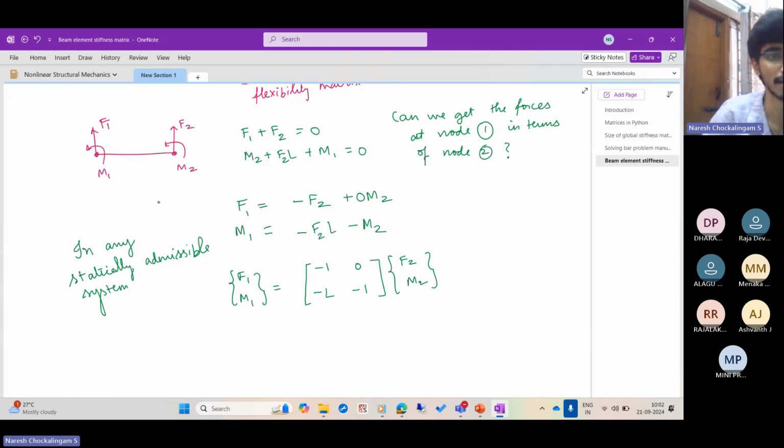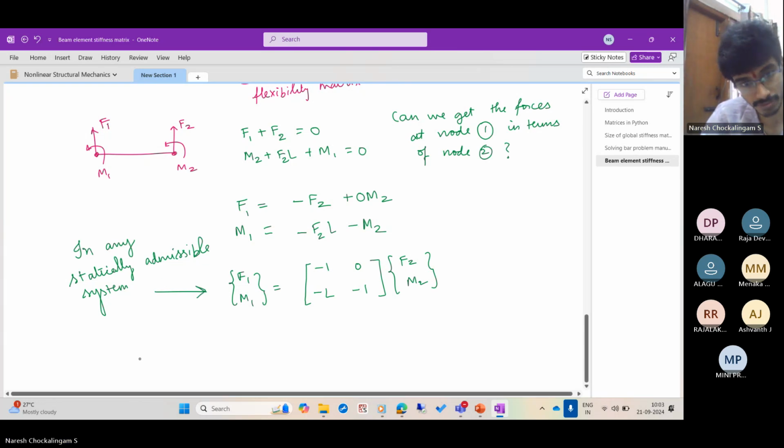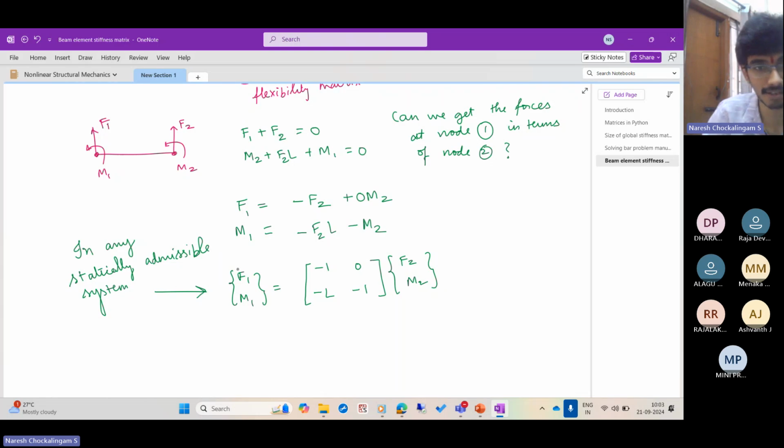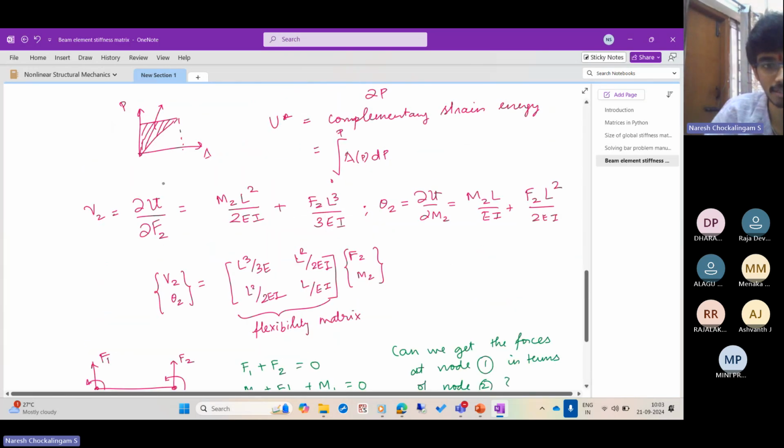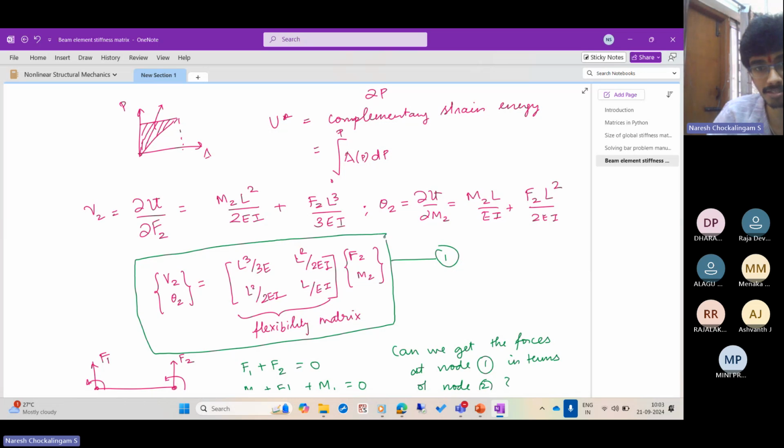Therefore, the forces are obeying the equations of equilibrium. So it is statically admissible. So in any statically admissible system, regardless of what the displacements are, this should obey. What that means is, let's call this equation set 2, and let us call this equation set 1. Now this is a relationship between displacements and forces. We want the force displacement relationship, so we need the stiffness matrix.